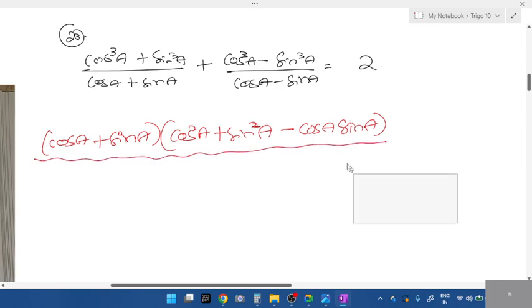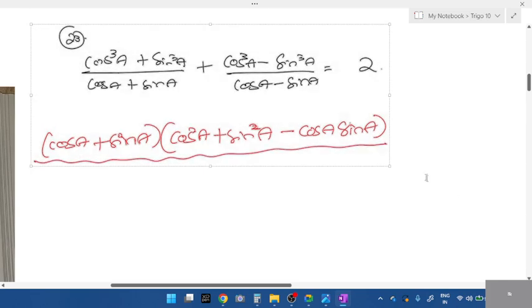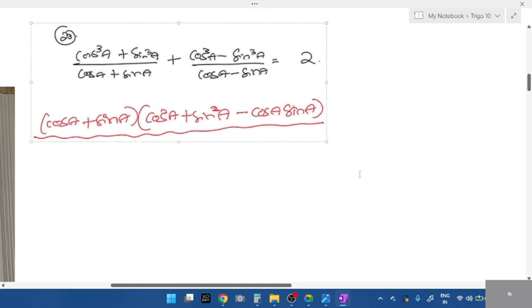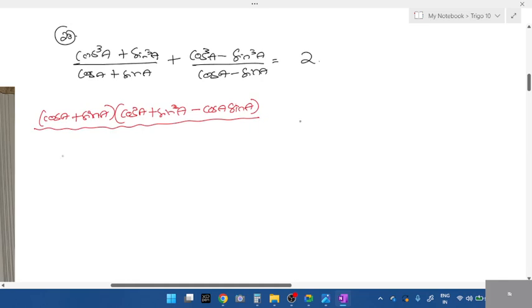Bhargavi, correct. If it is cos square plus sin square, what is cos square plus sin square? Isn't it 1? In the denominator, what do we have? cos a plus sin a. Which one gets cancelled? cos a plus sin a. What is left? 1 minus cos a into sin a.